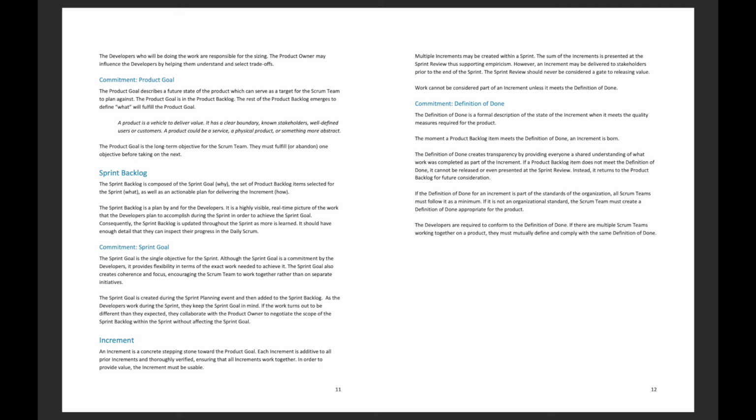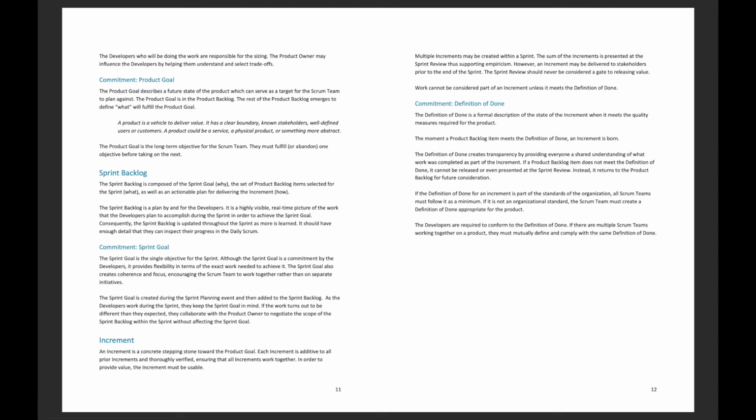Commitment. Definition of done. The definition of done is a formal description of the state of the increment when it meets the quality measures required for the product. The moment a product backlog item meets the definition of done, an increment is born. The definition of done creates transparency by providing everyone a shared understanding of what work was completed as part of the increment. If a product backlog item does not meet the definition of done, it cannot be released or even presented at the sprint review. Instead, it returns to the product backlog for future consideration.